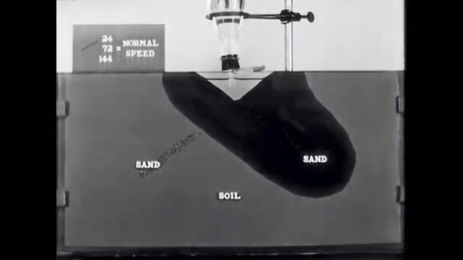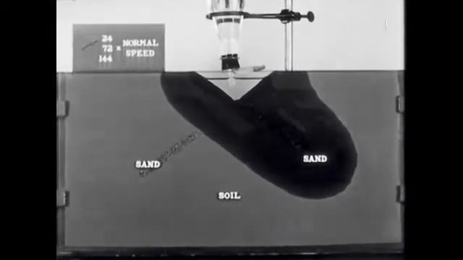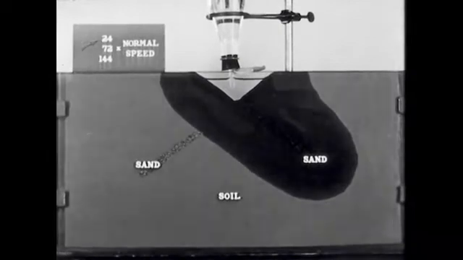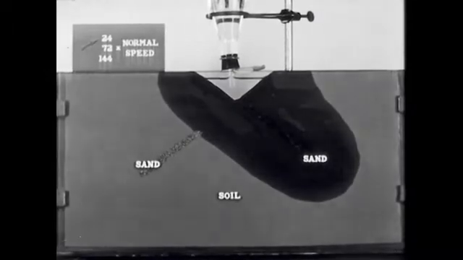Water moves out into the soil from the sand layer under unsaturated conditions. It is pulled into and through the soil because of the attraction for water of the mineral surfaces making up the fine pores of the soil.